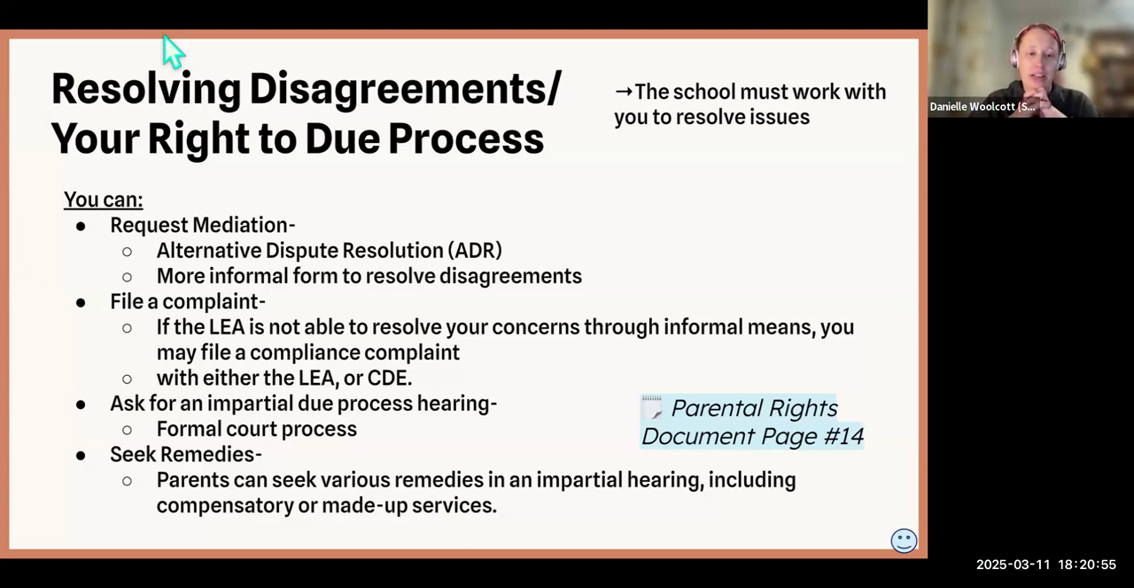You can also ask for an impartial due process hearing, which is the formal court process where you would get a judge and you would discuss the needs of the student and what the issue is, and hopefully resolve it. And you can seek remedies as a parent. You have the right to seek various remedies in an impartial hearing, including compensatory or makeup services. So if your student was not being serviced the way that they were meant to be, you can be compensated, or they can be given made up services.